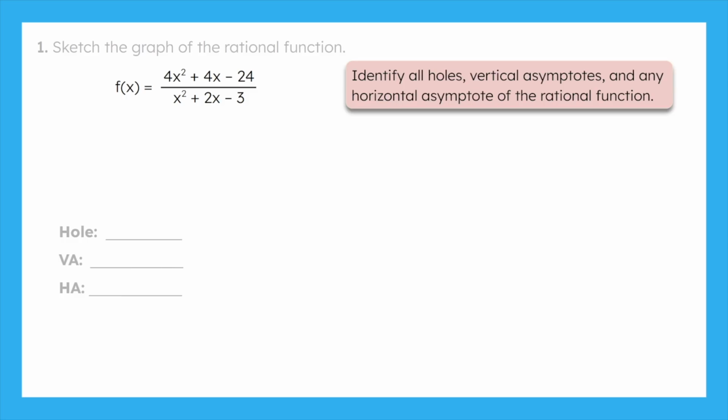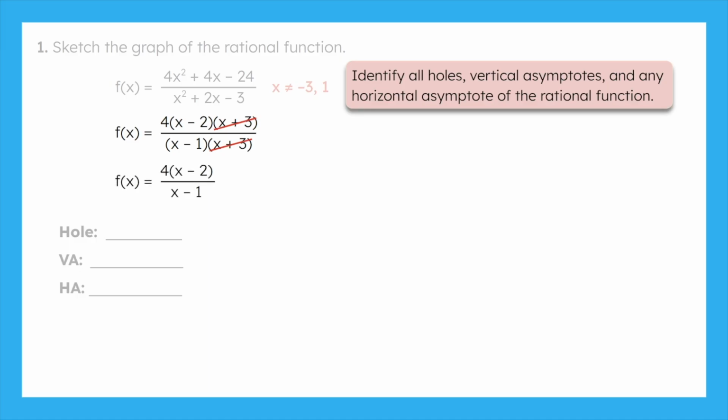First, we'll factor the function. This factors to 4 times (x minus 2) times (x plus 3) over (x minus 1) times (x plus 3), meaning the domain restrictions are that x can't be negative 3 or 1. The factor x plus 3 cancels out, making the simplified function 4 times (x minus 2) over (x minus 1). Because x plus 3 cancels, there is a hole at x equals negative 3.